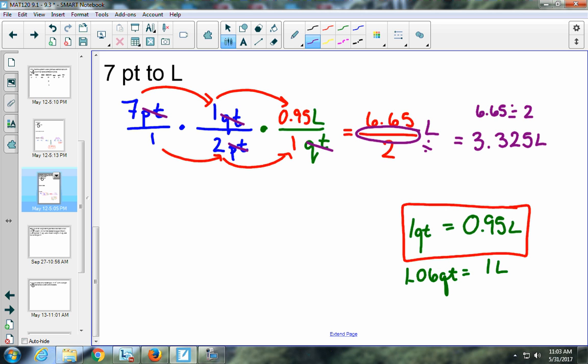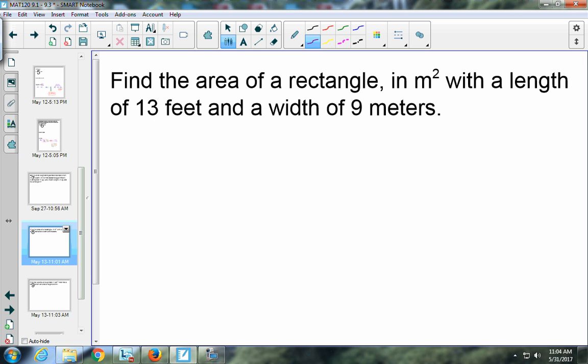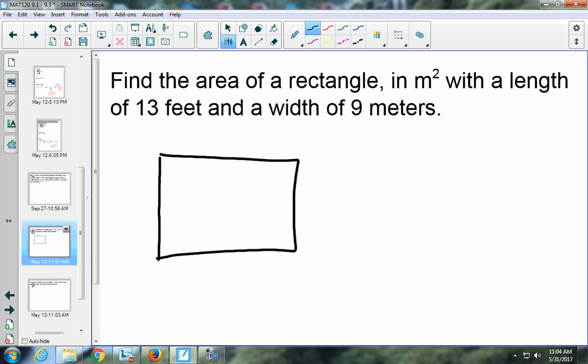And that is not quite the last example. We're also going to look at this one, where we find the area of a rectangle in meters squared with a length of 13 feet and a width of 9 meters. So just like before, I'm going to draw out a rectangle. And it tells us in this problem that our rectangle has a length of 13 feet and a width of 9 meters. So I'll say 13 feet, 9 meters.